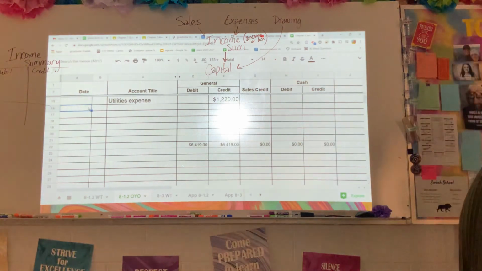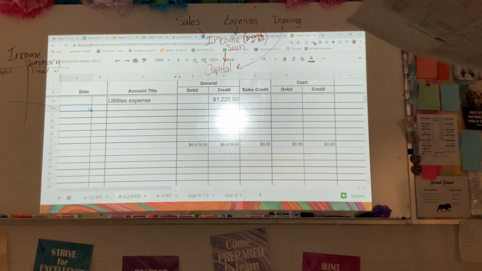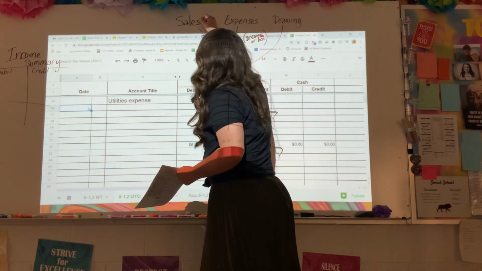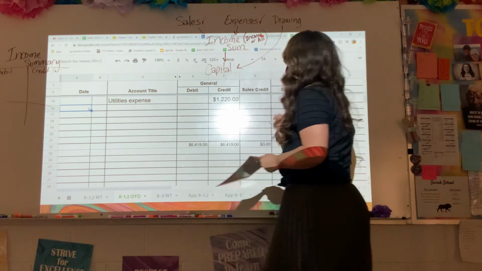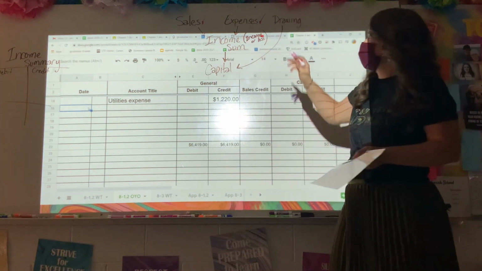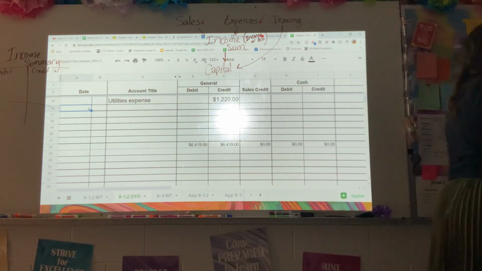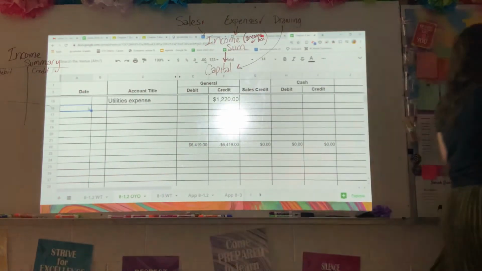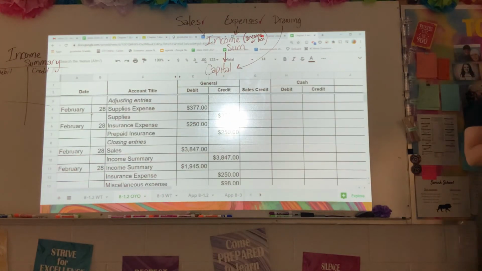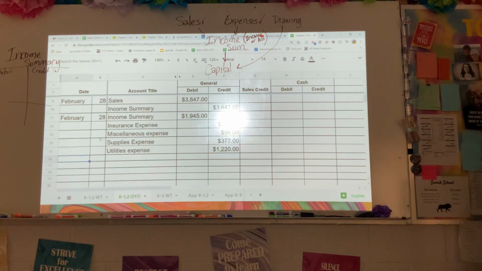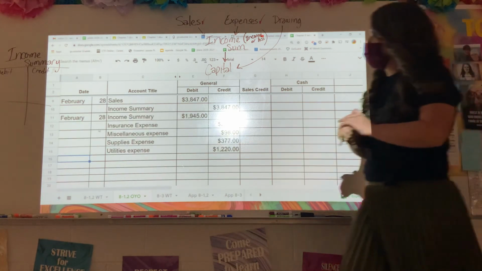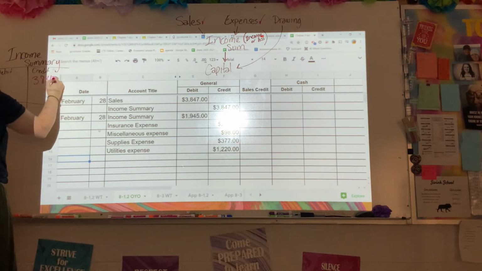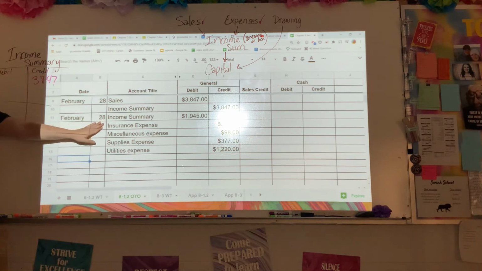This is tricky. Okay, so we already closed out sales, yes. Did we close out expenses? Yes. Okay, so where do we go next? Income summary. Okay, so we close out our income summary. Let's look at our T account. The first transaction that we had, what did we do to income summary on closing entries? We credited it, okay? We credited it for $38.47. Then what did we do the second time? Debit.